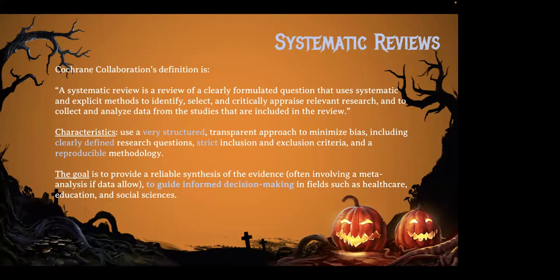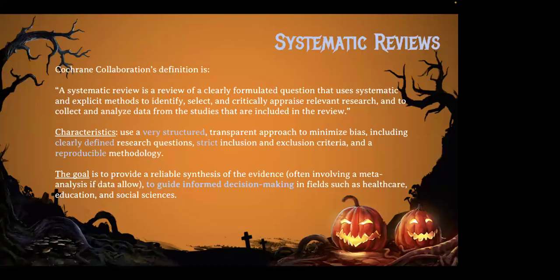So you have a very clearly defined research question, and you have to have a methodology that is reproducible. So that means report, report, report. Systematic reviews are different from scoping reviews because the goal of a systematic review is a reliable synthesis of evidence to inform decision-making, especially in the fields of healthcare, education, and social sciences. So if your goal isn't to inform a change at the highest level, then you might not want to do a systematic review.